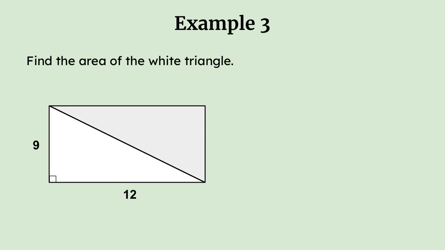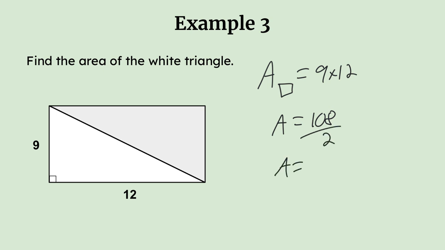For a triangle, well, you can derive the formula here. As you'll see, we've got a rectangle. The area of the rectangle is 9 times 12, which would be 108. But the white triangle is half of that, so we would divide that by 2, and we'd get 54. So area of a triangle is base times height divided by 2. You also will see it written as area is 1/2 base times height.